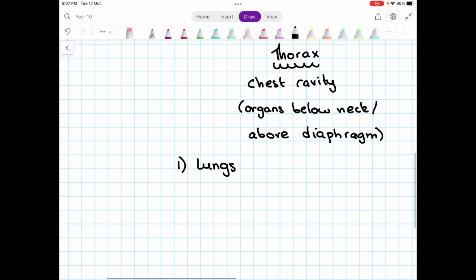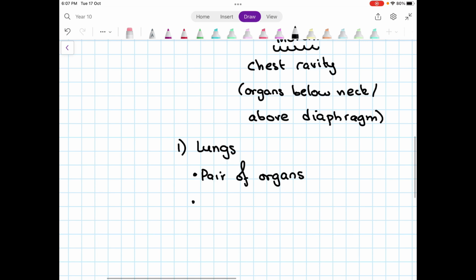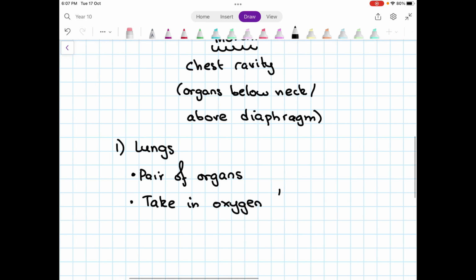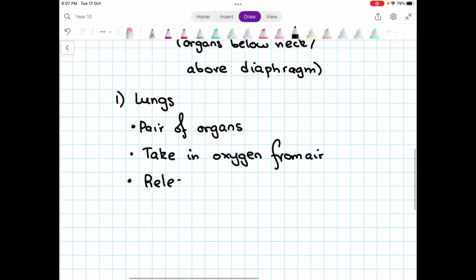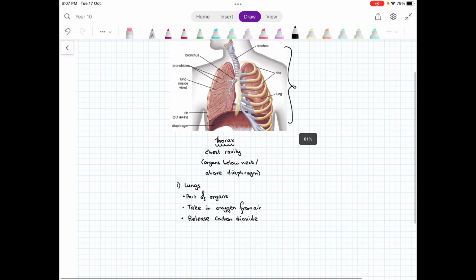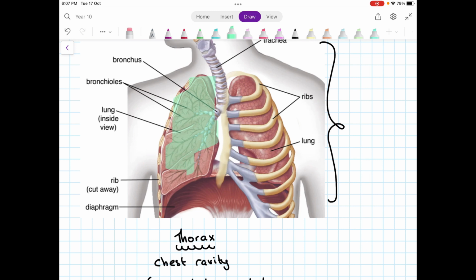Now let's take a look at the organs. First, we have the lungs, which are a pair of organs. The lungs take in oxygen from the air, and then they release carbon dioxide. These structures over here are the lungs.